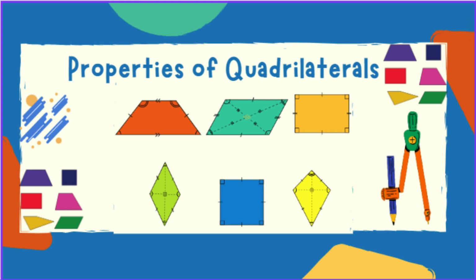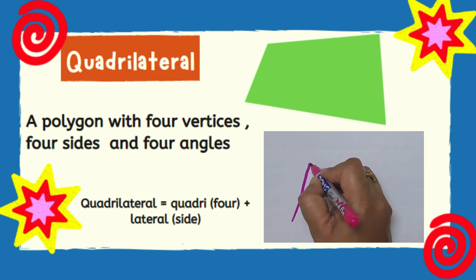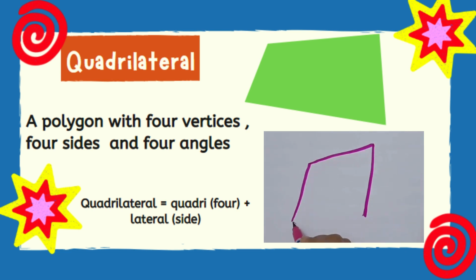Today we are going to discuss properties of quadrilaterals. A closed figure bounded by four line segments is called a quadrilateral. The place where these line segments meet is called a vertex.